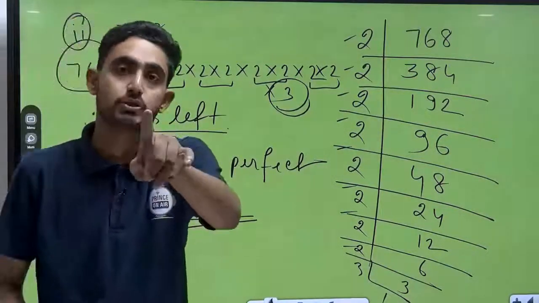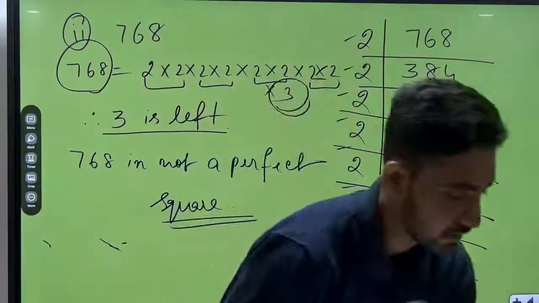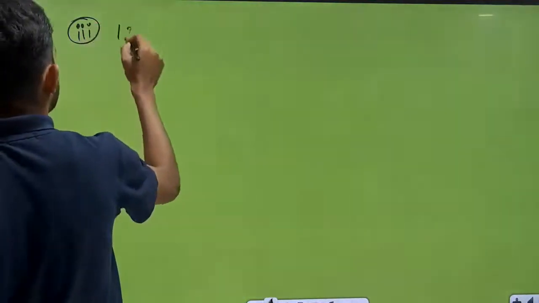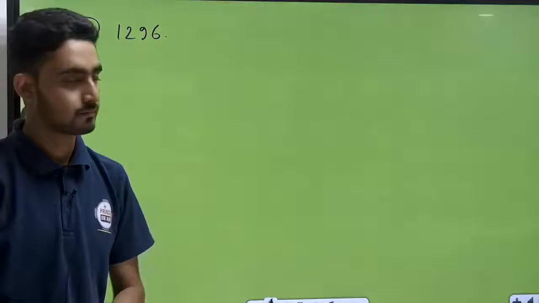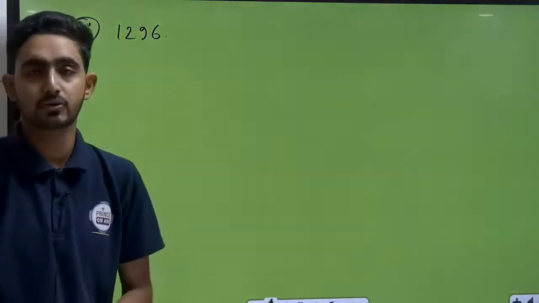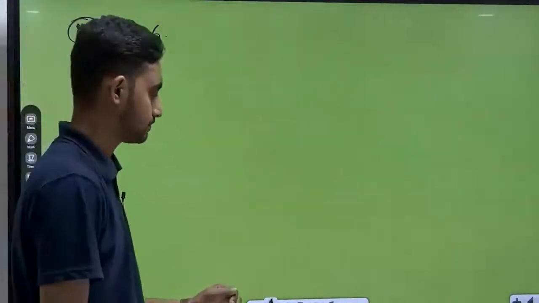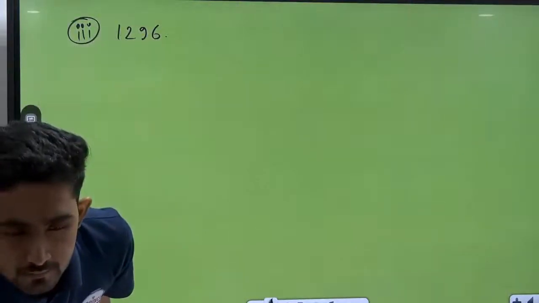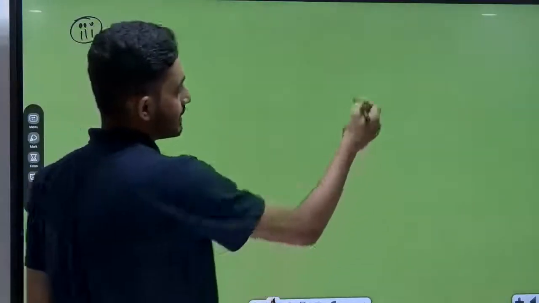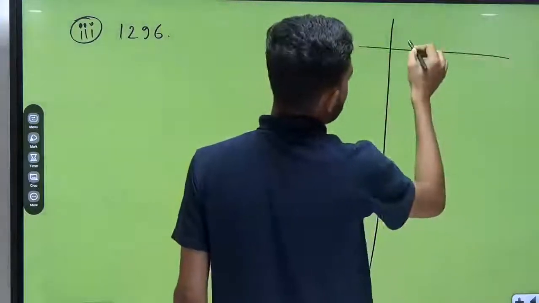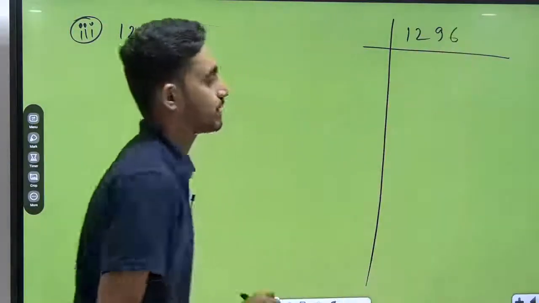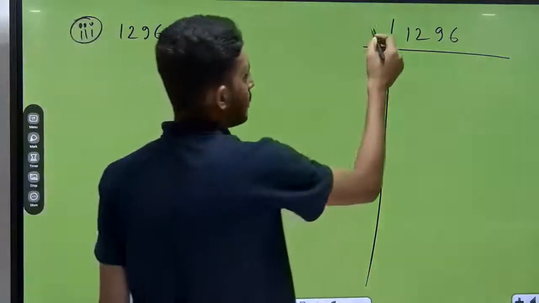Okay, so like this we have to solve each and every question. Next question you have to solve yourself. Okay, so see here, next question. 1296. Now tell me students, is 1296 a perfect square or not? Find out first. So let's see how many students' answers are correct. This is 1296. Okay, so we'll check by 2.